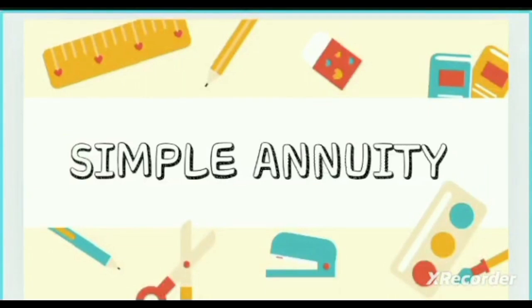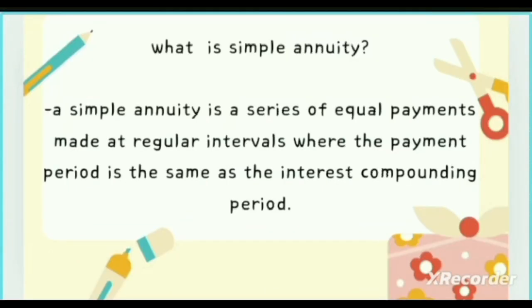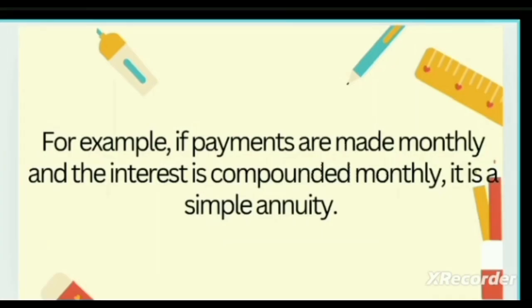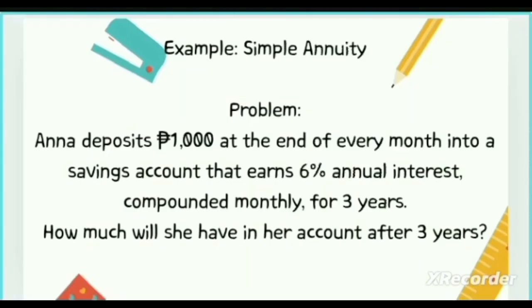So today we're gonna discuss simple annuity. So what is simple annuity? A simple annuity is a series of equal payments made at regular intervals, where the payment period is the same as the interest compounding period. For example, if payments are made monthly and the interest is compounded monthly, it is a simple annuity.